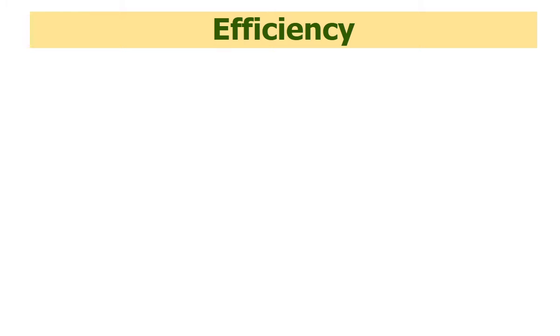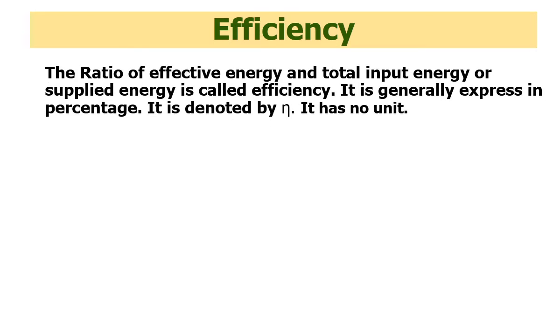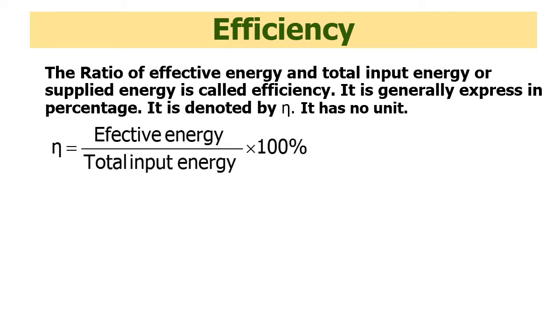Now we'll discuss efficiency. Efficiency means the ratio of effective energy and total input energy. It is generally expressed in percentage and it is denoted by eta. It has no unit. Why does it have no unit? Because it is the ratio of the same quantity, energy by energy, so it has no unit.